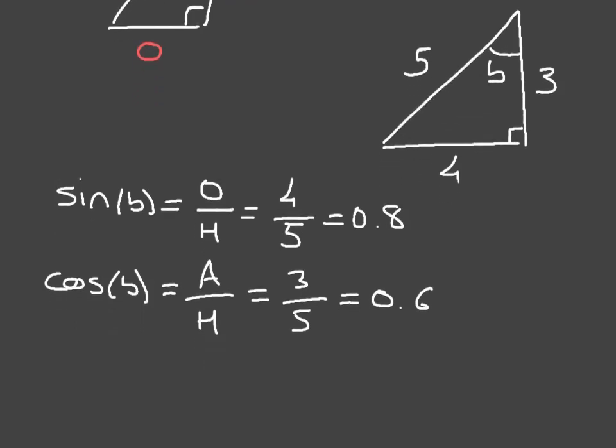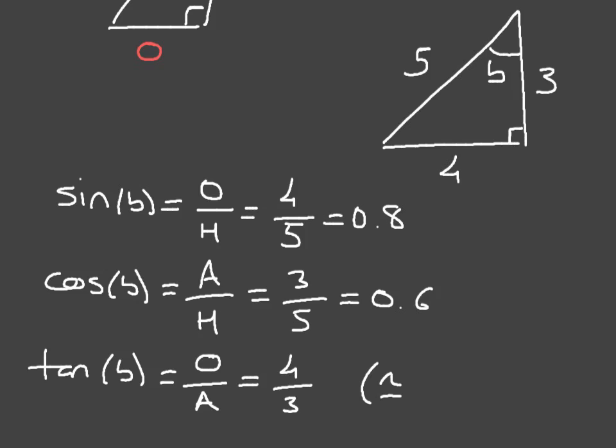And finally, the tangent of B is equal to the opposite of B divided by the adjacent of B. So that would be opposite over adjacent, which is equal to 4 over 3, which I won't write as a decimal, but it's approximately equal to 1.33, etc., recurring.